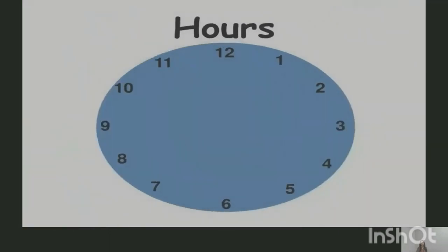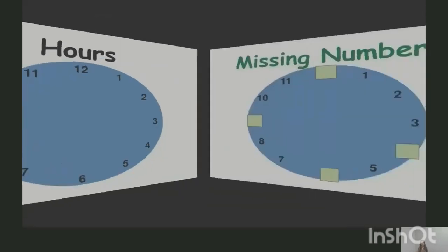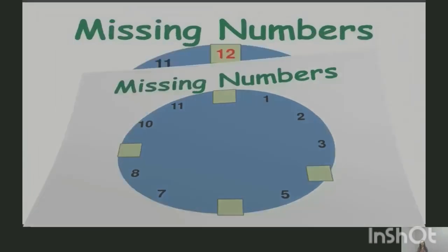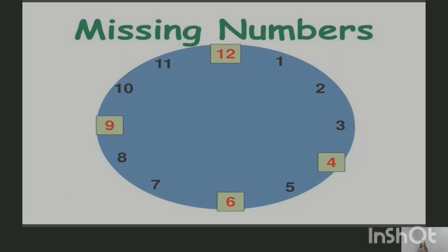This is again an analog clock and the numbers written here are showing hours. So 1, 2, 3, 4 till 12, these are hours in the clock. Now let us find out some missing numbers here. Some numbers are missing in this analog clock. After 11 a number is missing, after 3 a number is missing, after 5 and then after 8. So let us try to find out what numbers are missing here. These numbers are missing: 12, 4, 6 and 9. Very nice, you have found out what numbers were missing here.